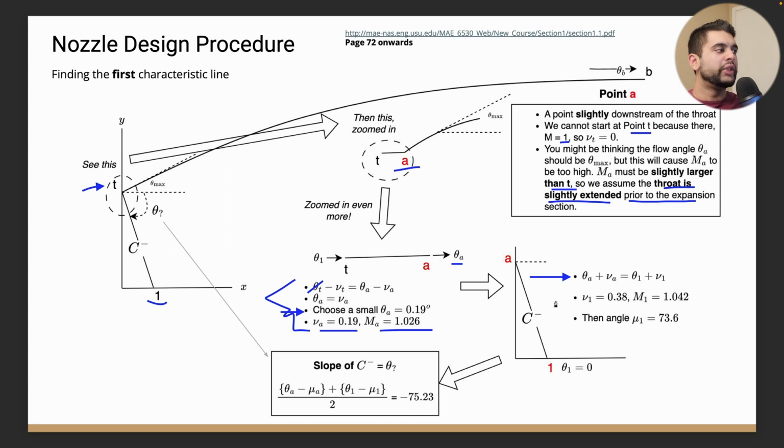And then you get nu 1, you get M1 here. And then you get the mu angle, which is 73.6, which is arcsin of 1 over M. So you get this from that. So let's write that one here. Yeah, you get that.